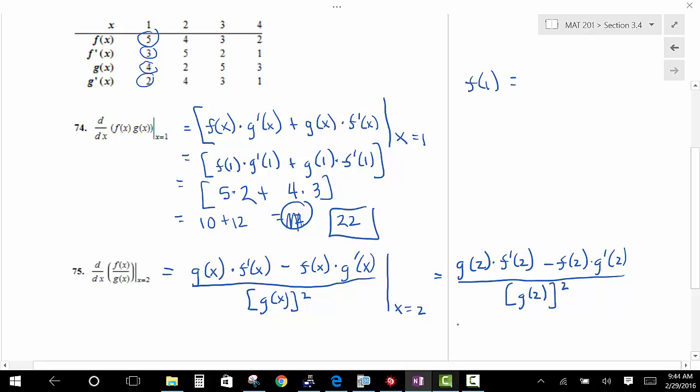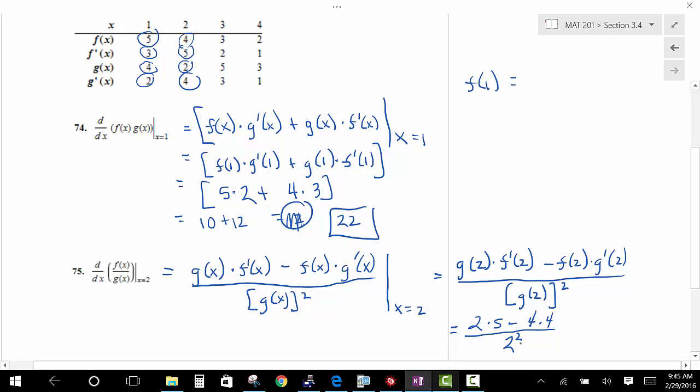So now it just becomes nothing more than really an arithmetic problem. And you want to go to your table now and just identify everything, okay? So it looks like g of 2, we're really looking at this second column right here. G of 2 is going to be 2, so that plugs in like that. F prime of 2 is going to be 5. Then f of 2 is going to be 4. G prime of 2 is going to be, hold on, yeah, there we go. G prime of 2 is going to be 4. And then g of 2 was 2, so we have to square that.